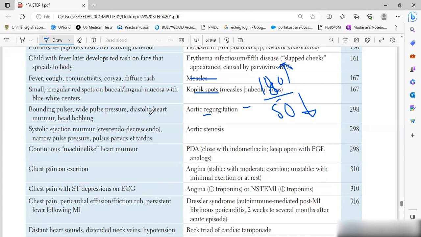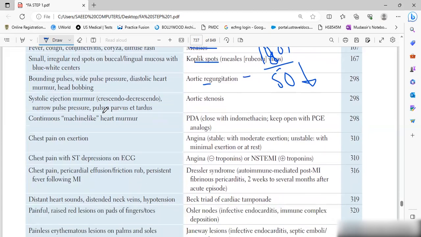It is a diastolic heart murmur. And in aortic stenosis, you will have an ejection murmur, a crescendo-decrescendo murmur. Pulse pressure will be narrowed, because you will have pulsus parvus et tardus, delayed peak of pulse, and weak pulse. What is aortic stenosis? Cardiac output will decrease, stroke volume will decrease.